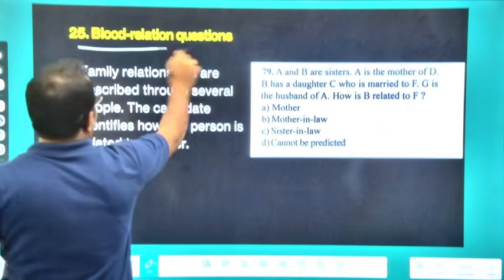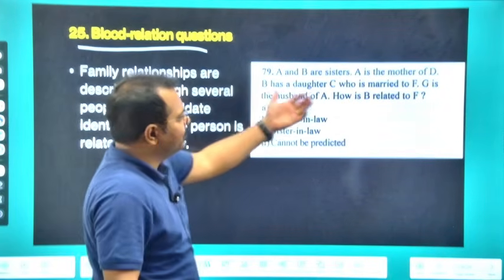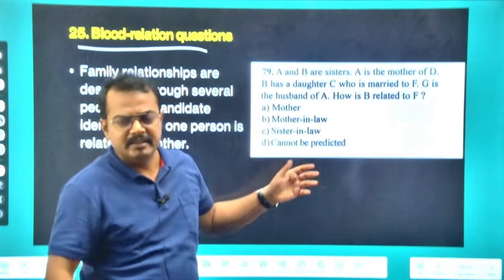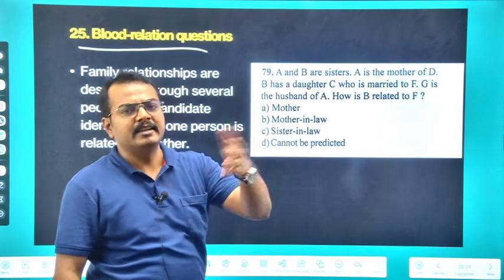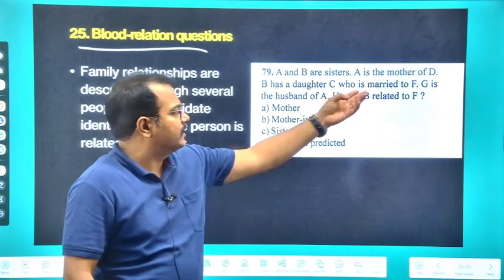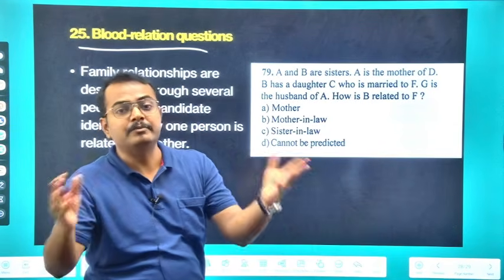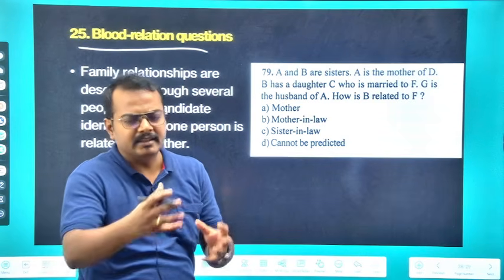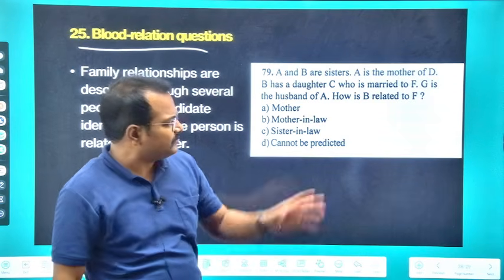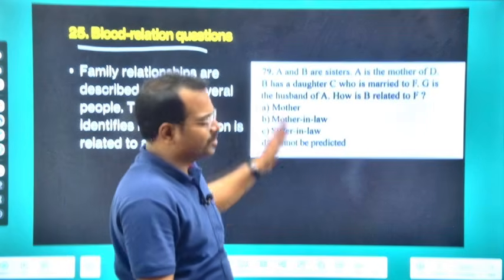Anyway, blood relation, again a very standard question is given: A and B are sisters, A is the mother of D, D is the mother of C, and finally the question will be asked, what is the relation between B and C. Here instead of letters there can be some names also, asking what is the name of this person or that person, or what is the relation between this person and that person. So it is called a blood relation question, question number 79.